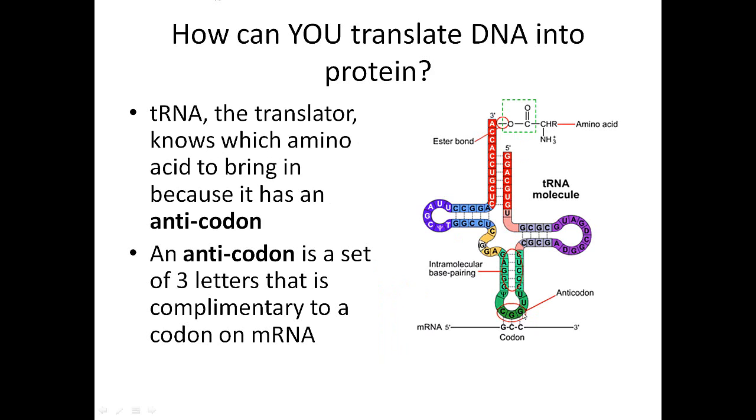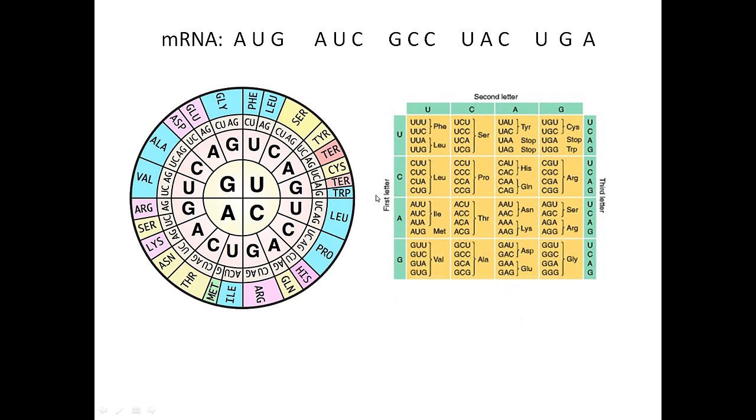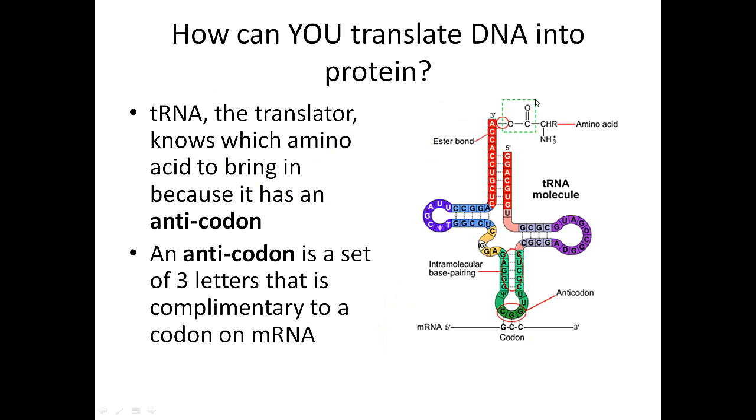Now let's go back to my table. GCC codes for, let's see, G, C, C, alanine, ALA. Sure enough, on the other end, this is alanine. Now it doesn't look like anything to you, but I swear this is alanine, the amino acid that is brought in when you have GCC. This is called on tRNA the anticodon, a set of three letters that matches the codon or is complementary to the codon on mRNA.